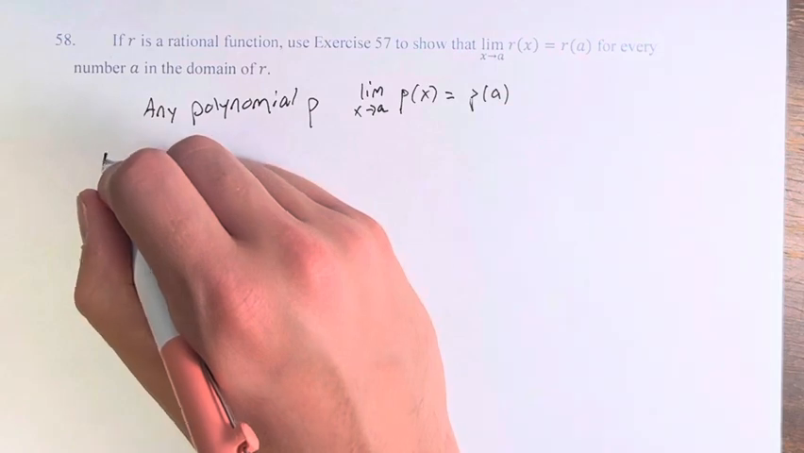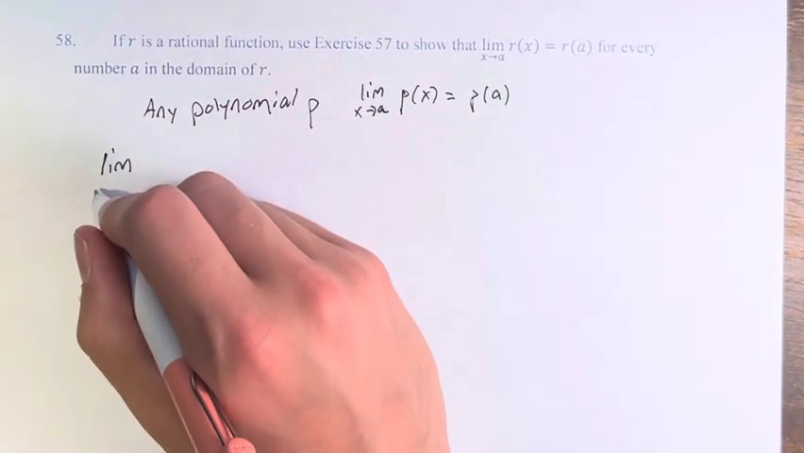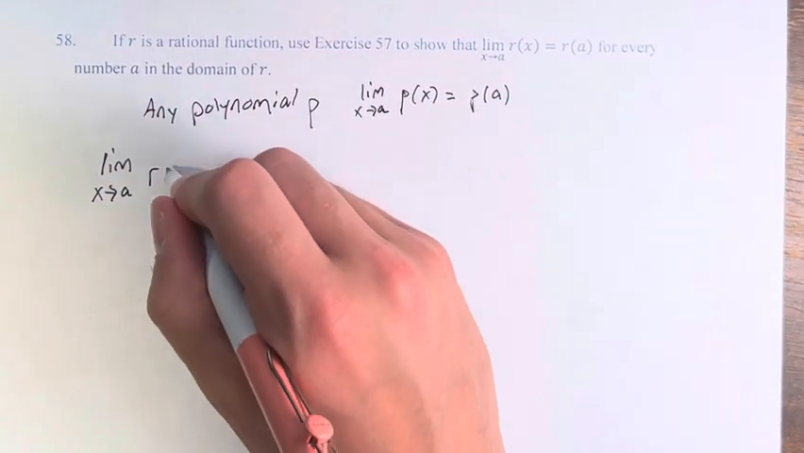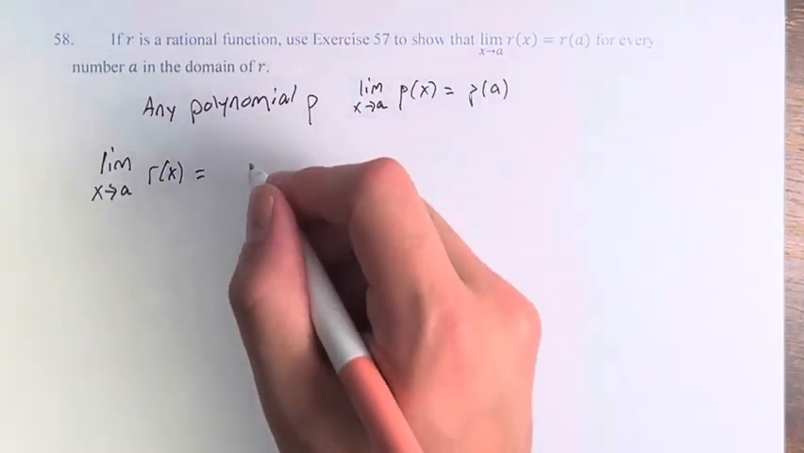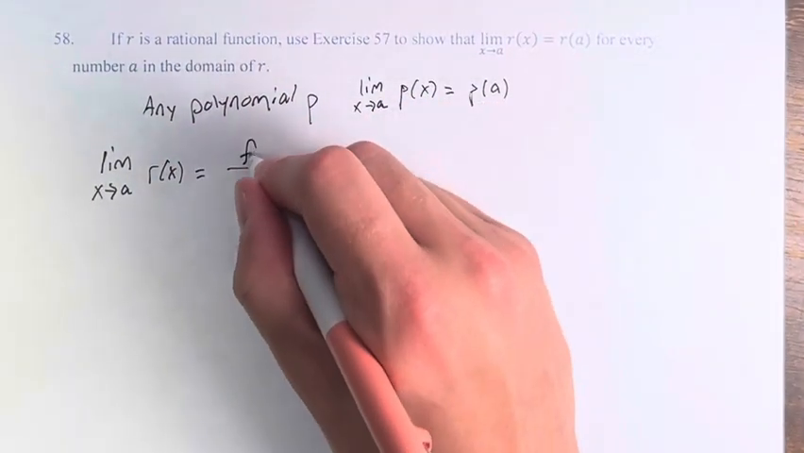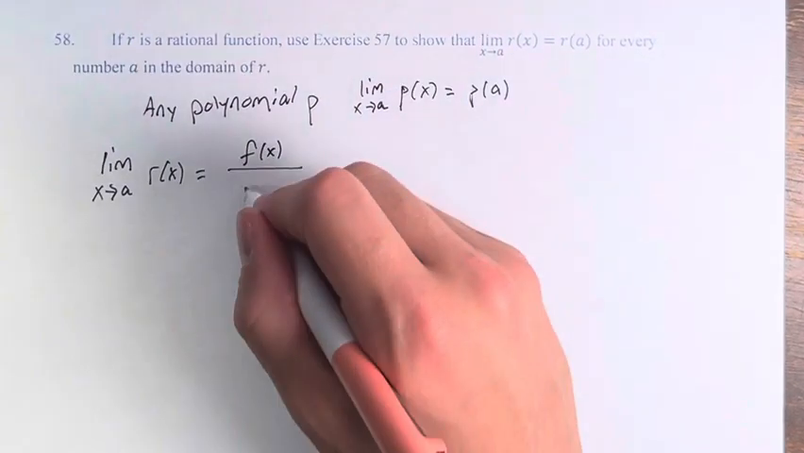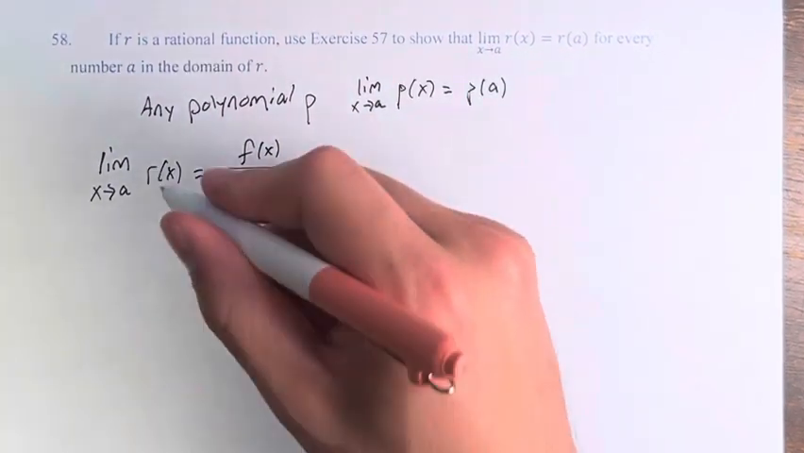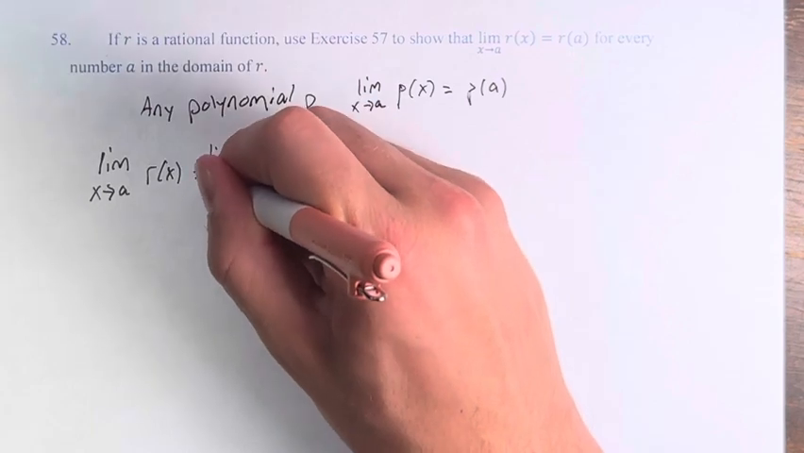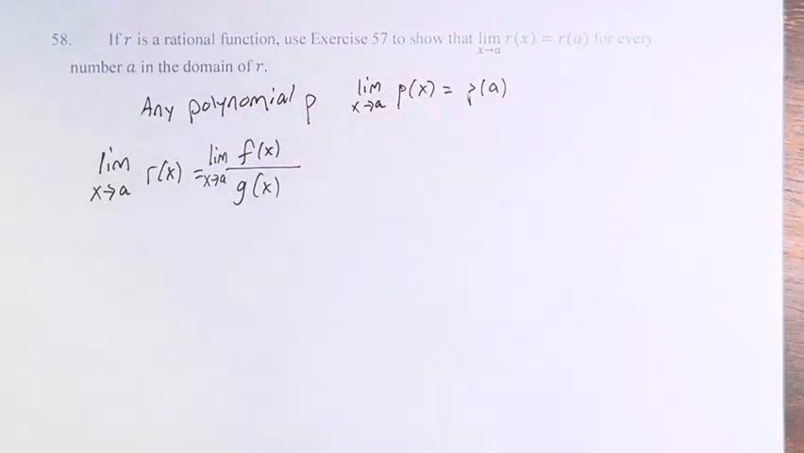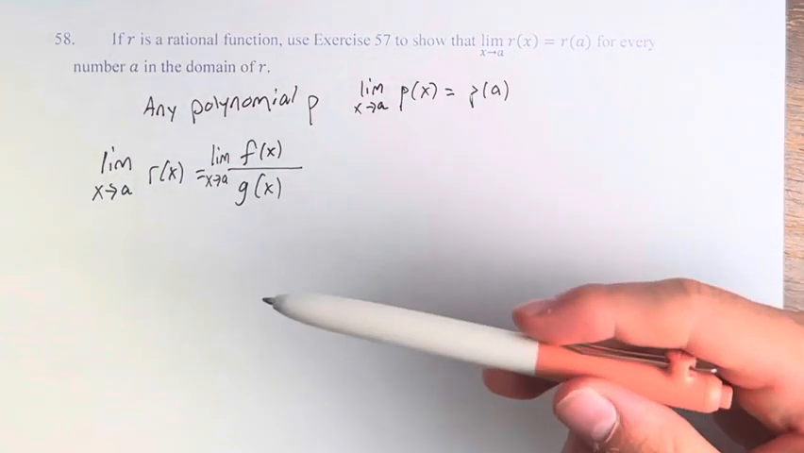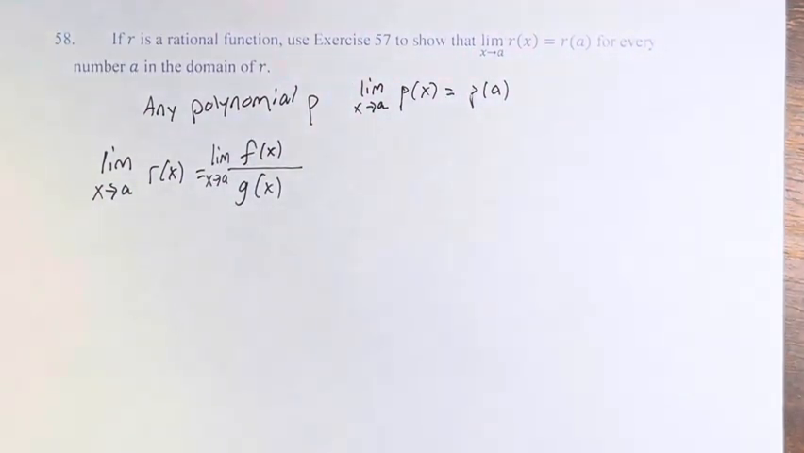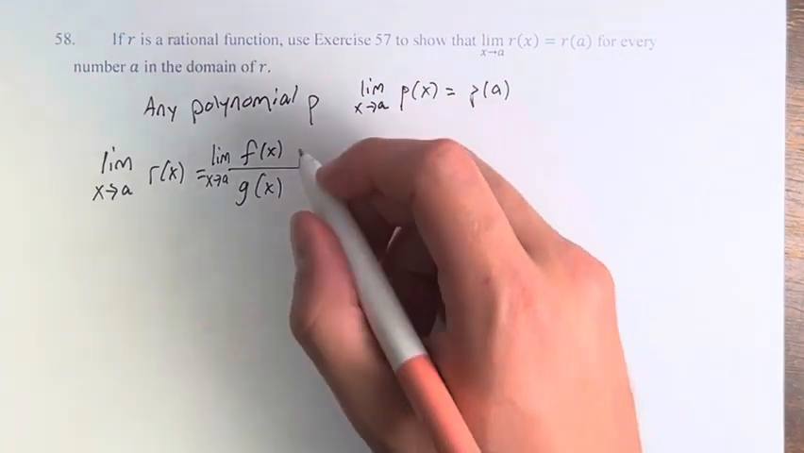So if we have the limit as x approaches a of r of x, well, what is a rational function? A rational function is a fraction where you have a polynomial on top and a polynomial on the bottom. So this is the limit as x approaches a of f of x over g of x for just an arbitrary f of x and g of x that correspond to an arbitrary r. Right? It doesn't matter what polynomials we're dealing with, it's just true for any rational function.